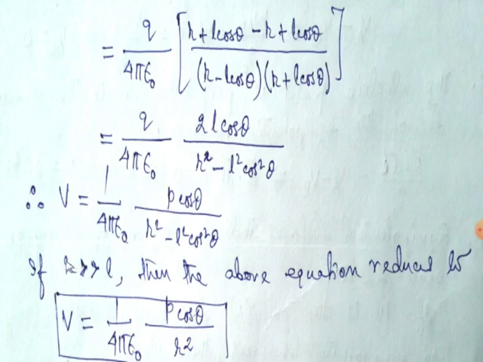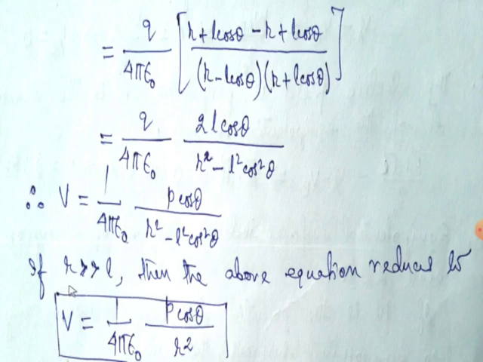So if your point of observation is very, very much greater than the dipole length, that means if your point P is at a very far distance from O, that means your R will be very much greater than L, then what happened? You can neglect this second term in the denominator. When you compare with R squared, this will be very, very small. It is so small that it tends to zero, this second term. So V will be equal to P cos theta divided by R squared. So this is the resulting expression.